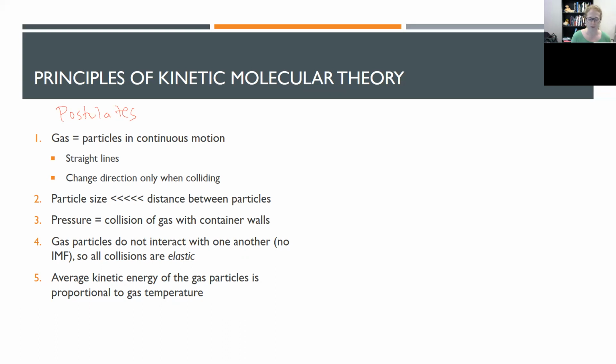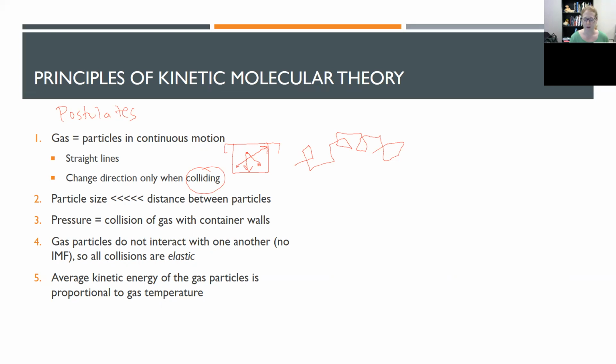And so what we mean by that is, if I have a container of gas and it's closed, this gas molecule is moving in a straight line until it hits something. That could be a wall, it could be another particle. And then when it hits something, it changes its direction and goes in another straight line. So straight line, continuous motion, and the only thing that changes the straight line is collisions, with other particles or with the container.